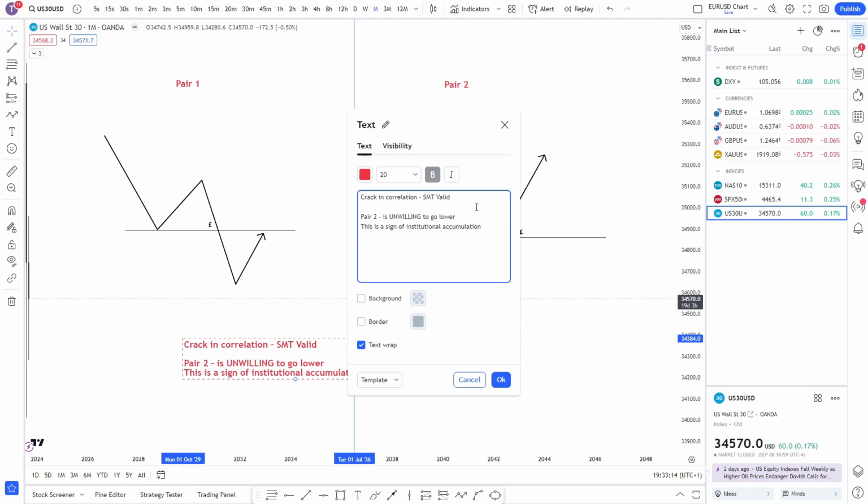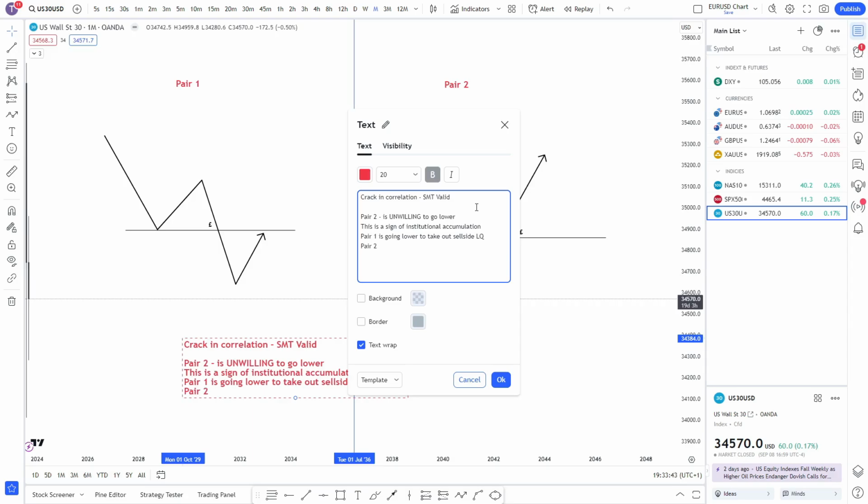Because pair 1 is going lower, and what is it actually doing here? It's going lower and taking a run on stops. It's taking out liquidity. It's going lower to take out sell side liquidity, while when we look over at pair 2, it has a higher relative strength than pair 1.